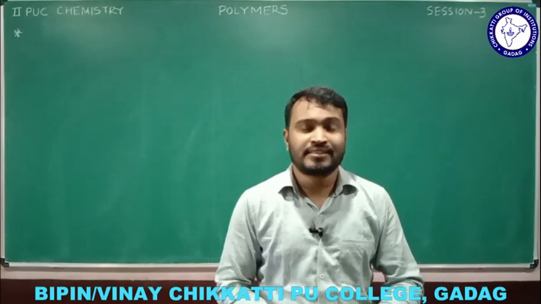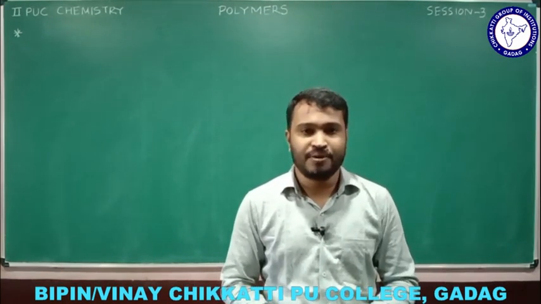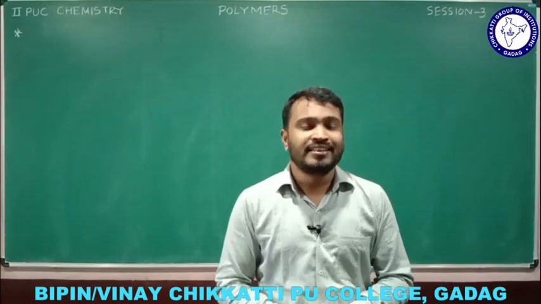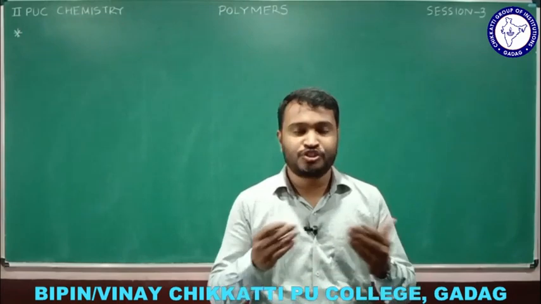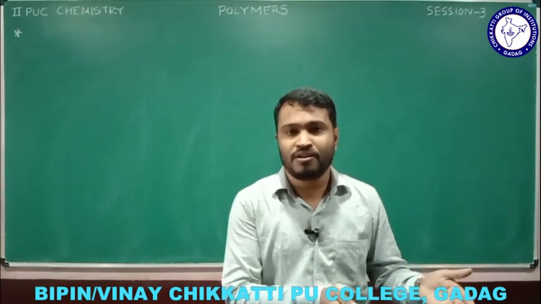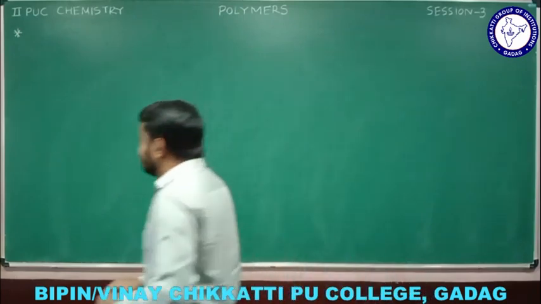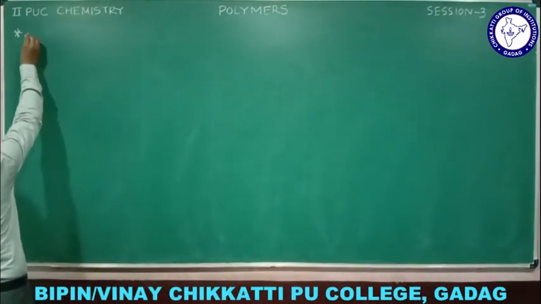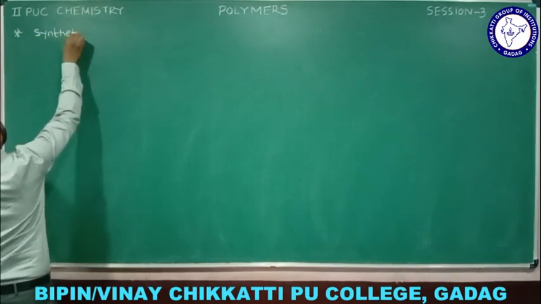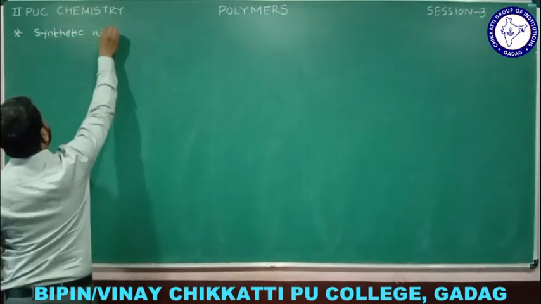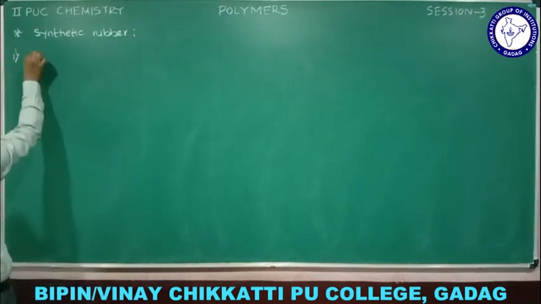We'll see now the second type of elastomer or rubber, that will be synthetic rubber. And I told you already, synthetic rubber is nothing but highly vulcanized rubber, and we changed the properties of natural rubber and we got very hard and tough rubber, which we call synthetic rubber. So the second one is synthetic rubber. And here I am going to discuss two very important examples.